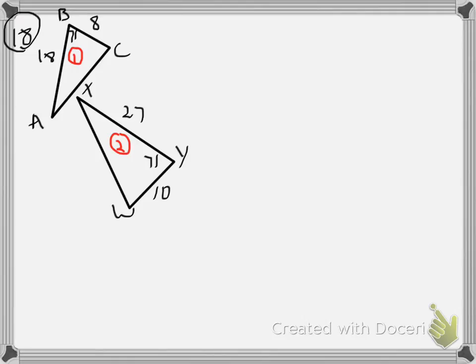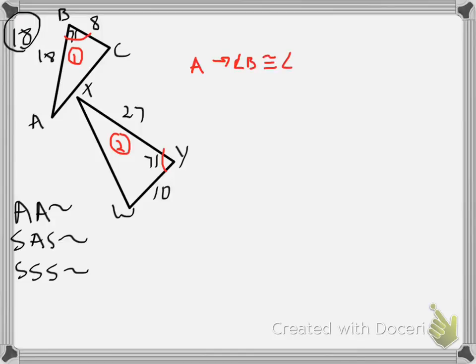Let's go to the next problem. Okay, number 18, it says determine whether the two triangles are similar. Remember, we have shortcuts. The similarity shortcuts are AA similarity, SAS similarity, or SSS similarity. So those are our choices here. And let's look what we got. I always check for angles. 71 is the same as 71, so I've got an A right away. That gives me an A for angle B, because angle B is congruent to angle Y.